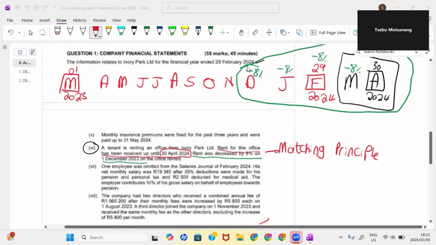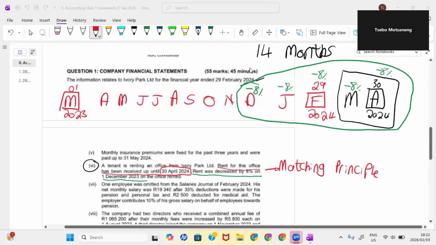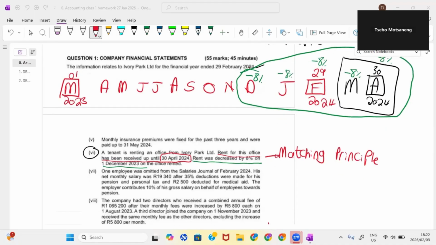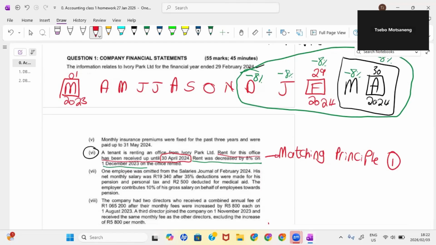What are we doing here? Before I even go further, what are we doing? Let's just go back and trace our steps. We figured the first thing, that this adjustment is testing the matching principle, right? So the matching principle, I'll just refresh you guys.